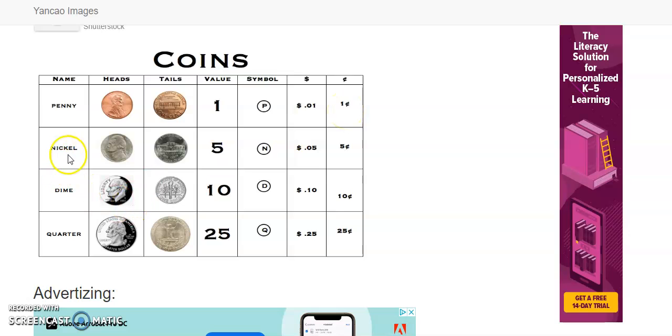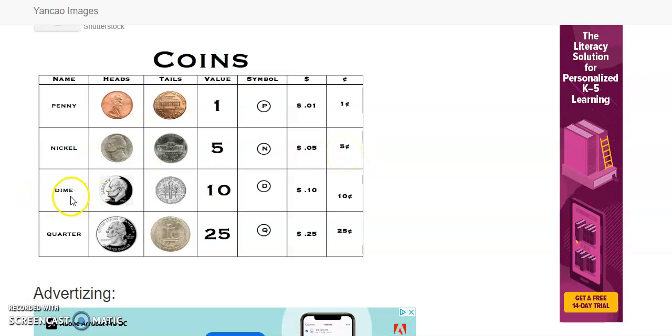The next one is the nickel. The nickel is a little bit bigger than the penny. The difference is that the penny is a different color, right? It's kind of brown or a copper color. The nickel is more silver colored or a bright gray. It's worth 5 cents. Okay, it's also written as 0.05 or 5 with the cent symbol.